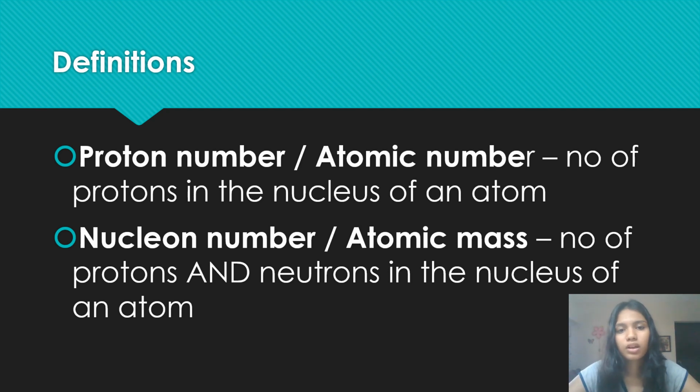So now we're going to do some basic definitions. What is the proton number of an element, or an atom? The proton number is basically the number of protons in the nucleus of an atom. So if we look at carbon, we just did that, it had 6 protons in the nucleus.